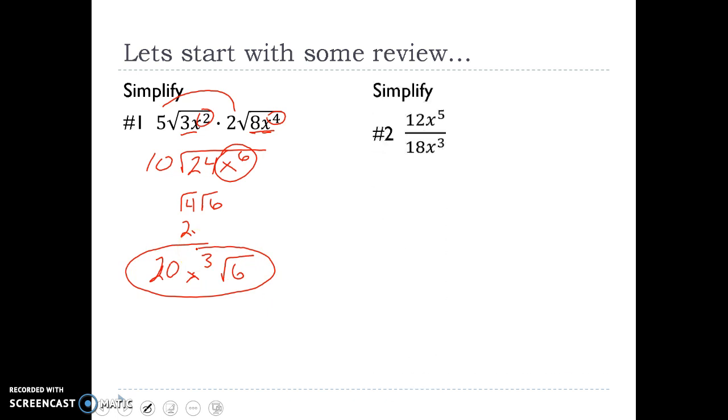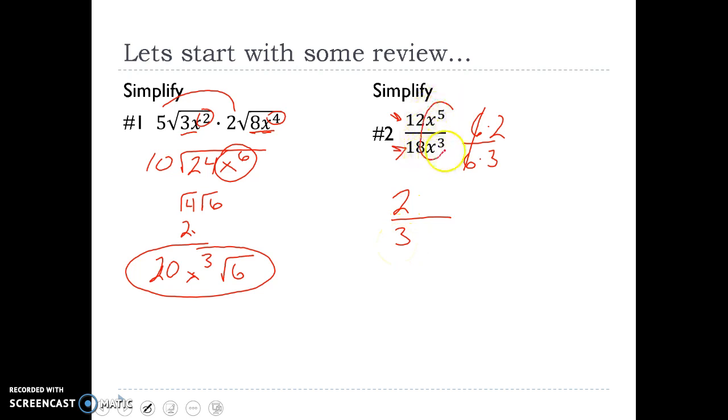Let's try number 2. Number 2 is a different idea. Here you can see there's no radicals. But we're moving to where we're going to have radicals within a fraction. And so let's just take a look at this fraction. We can simplify this fraction by looking to see what they have in common. Like what number goes into 12 that also goes into 18? And that would be 6. We can write 12 as 6 times 2, and we can write the 18 as 6 times 3. Which means those 6's are going to cancel out. And I have, the numbers at least, 2 over 3.